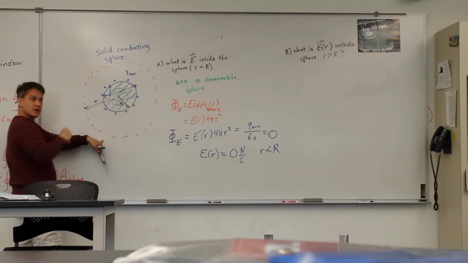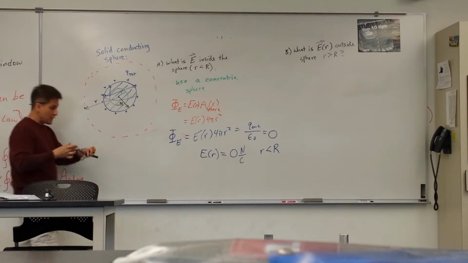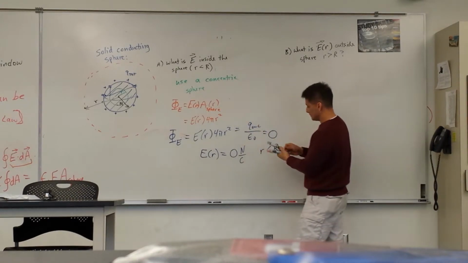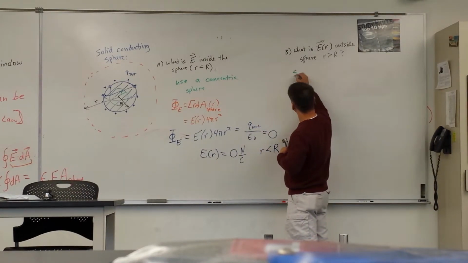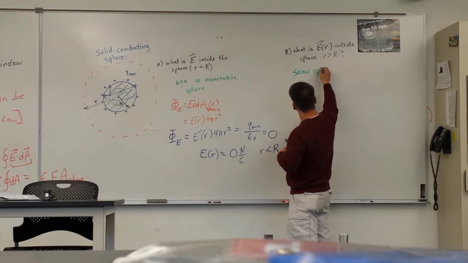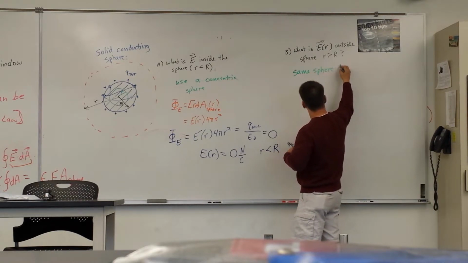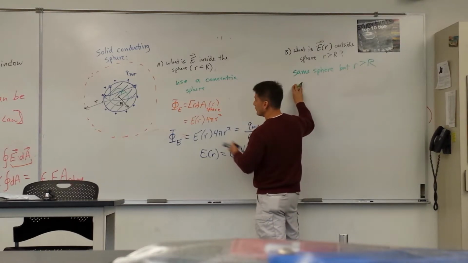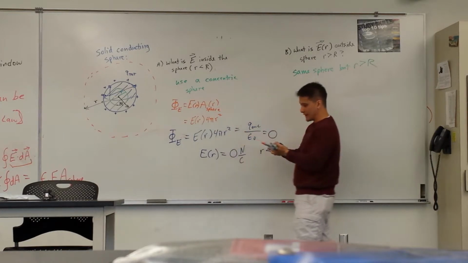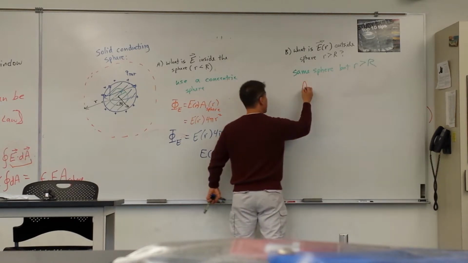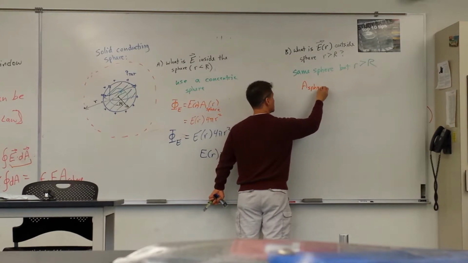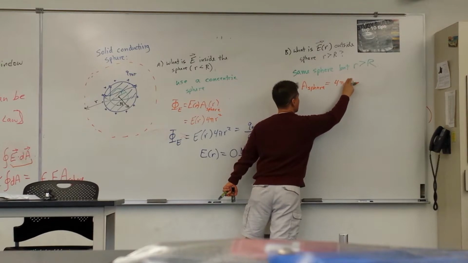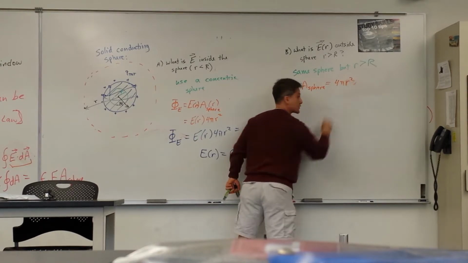So again, I'll use a concentric sphere. Same sphere, only now R is bigger than the radius. Well, we play the same game. I don't even have to do a whole lot of calculations for this. The area of this sphere now is going to be 4 pi R squared.